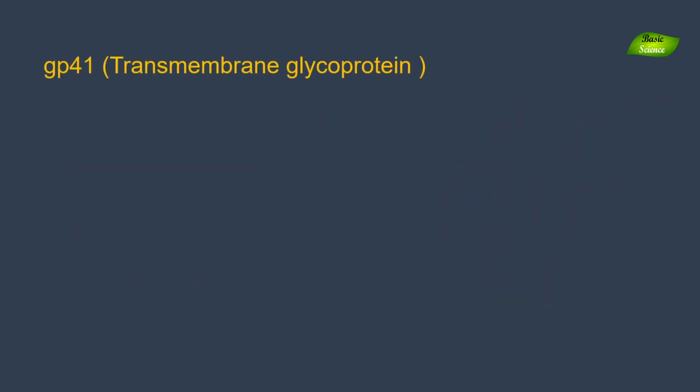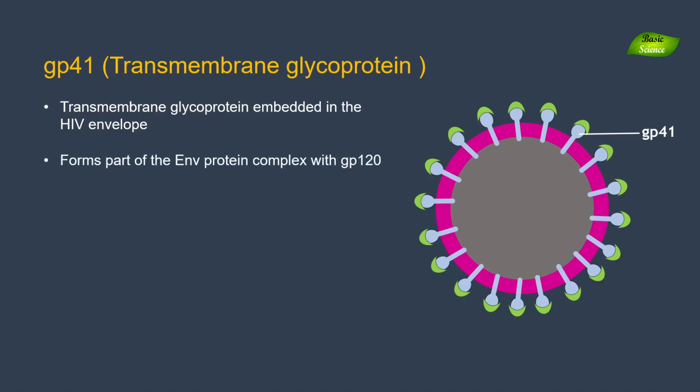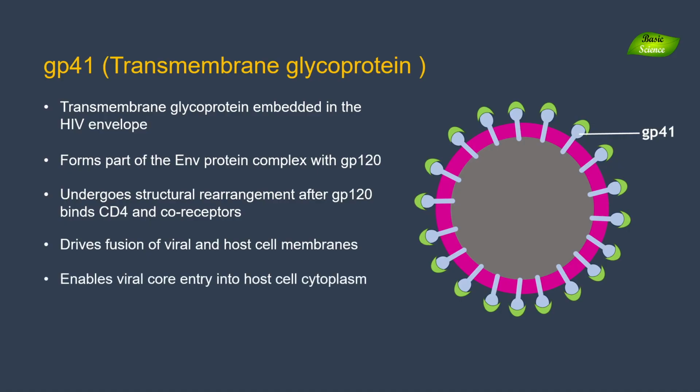gp41, transmembrane glycoprotein. It's a transmembrane glycoprotein embedded in the HIV envelope. It forms envelope protein complex. Undergoes structural rearrangement after gp120 binds to CD4 receptors. Drives fusion of viral and host membranes. Enables viral core entry into host. Target for fusion inhibitors.